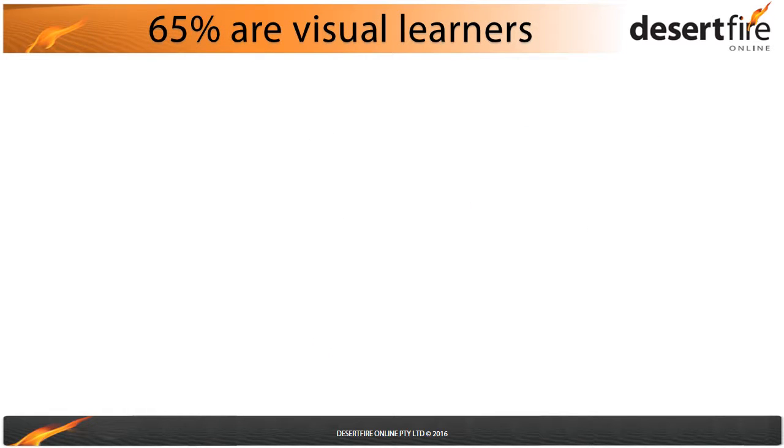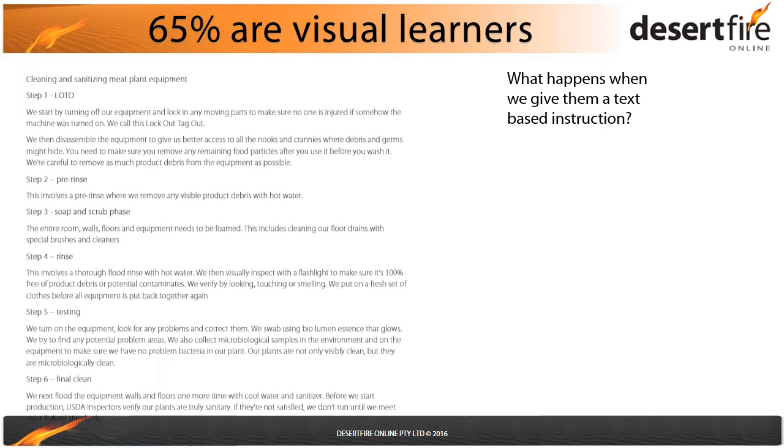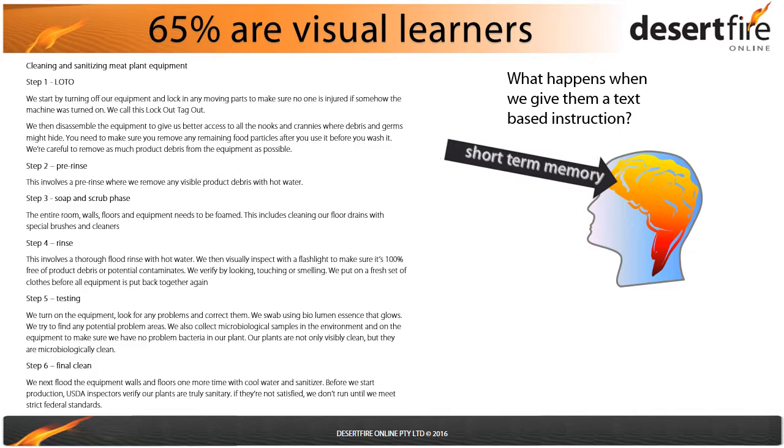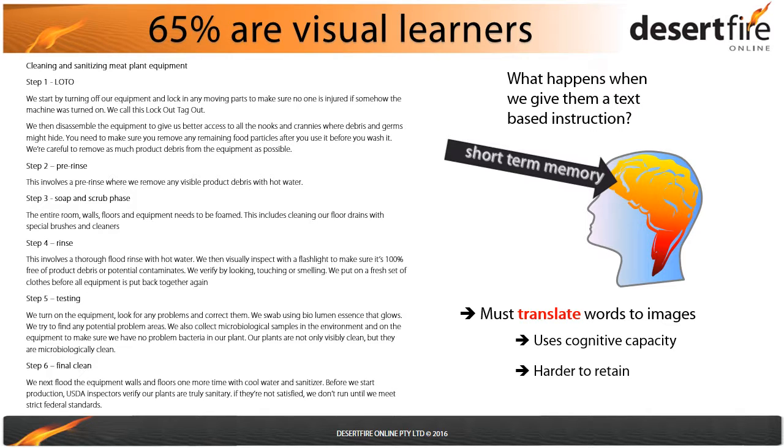65% of our learners are visual learners. So when we give them text, they have to take that text and it goes into short-term memory, which is 6 plus or minus 2 words. Those words must be translated into images, which uses a lot of cognitive capacity. Because it's in short-term memory, it's harder to retain, and so consequently, it's very error-prone.